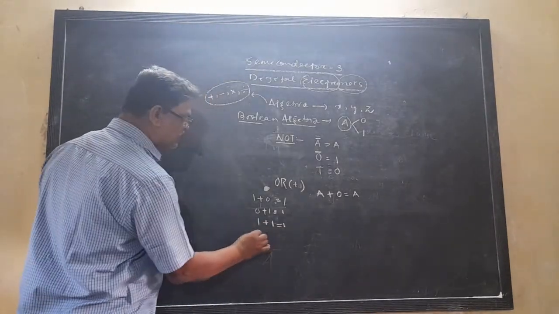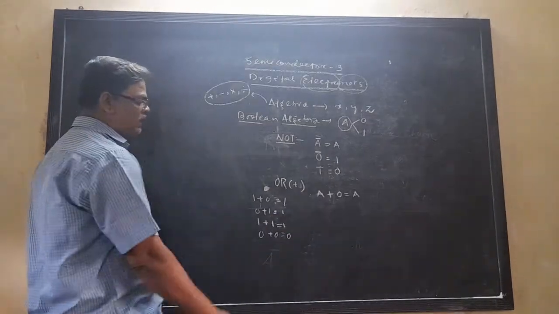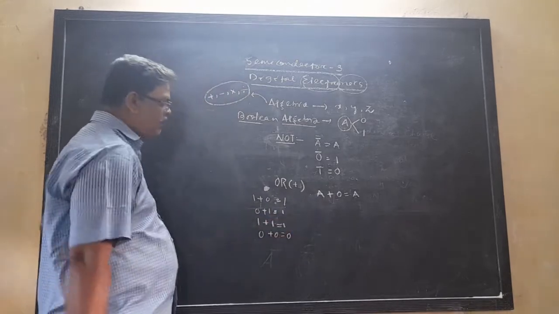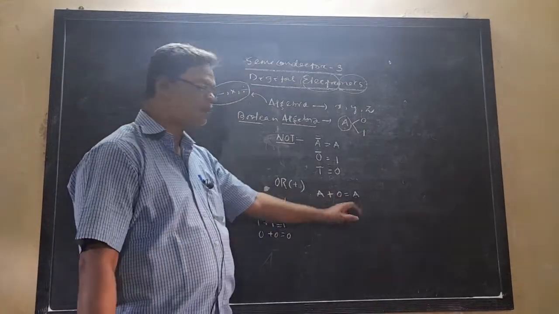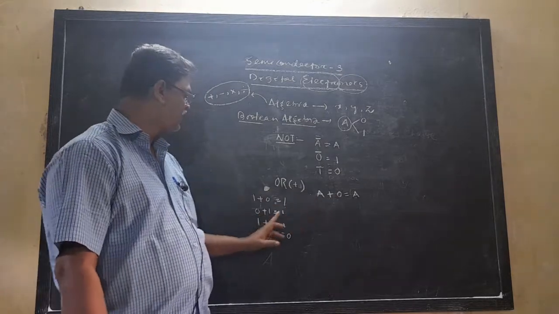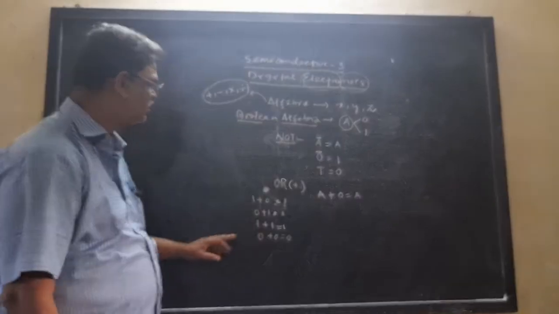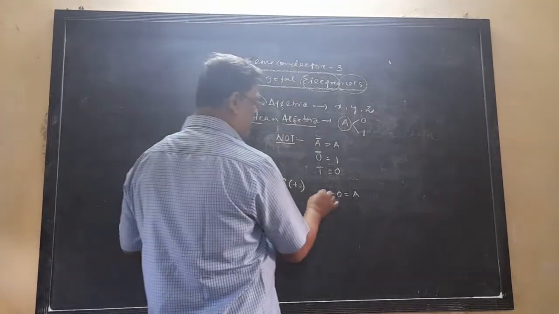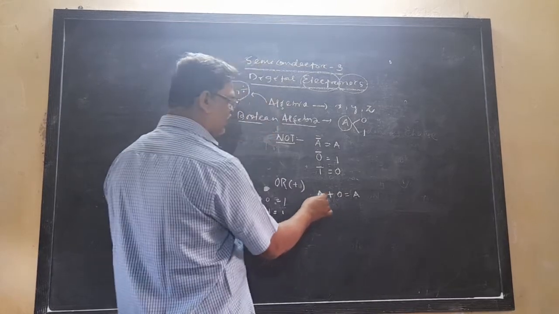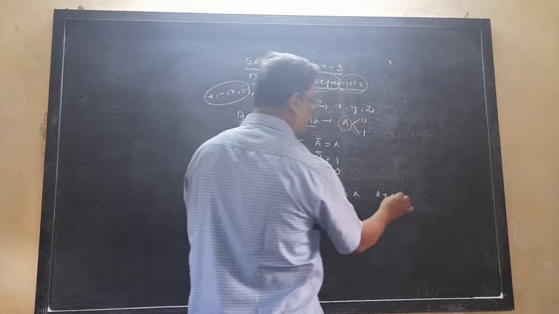Similarly you can write 0 plus 0 is equal to 0. So a plus 0 is equal to a; if we write 1 in place of a, then 1 plus 0 is equal to 1. If a is 0, then 0 plus a is equal to 0 plus 0, so we write 0. If we write 0, then 0 plus 0 is 0.